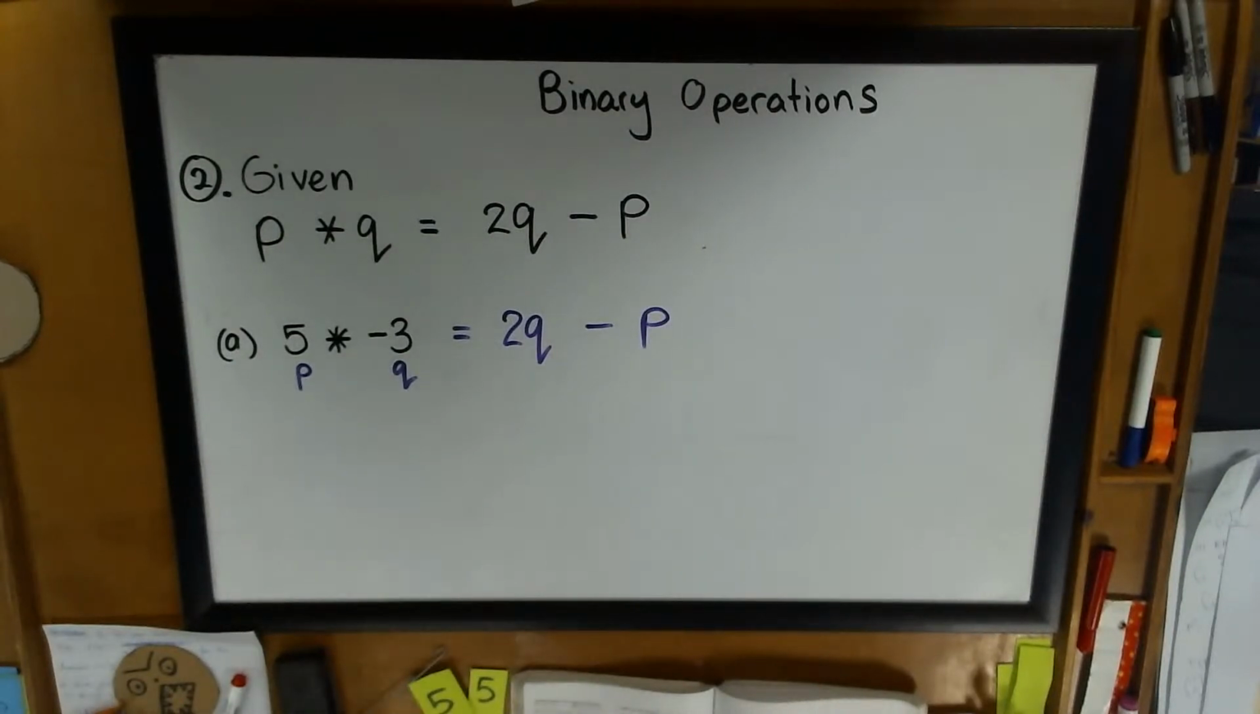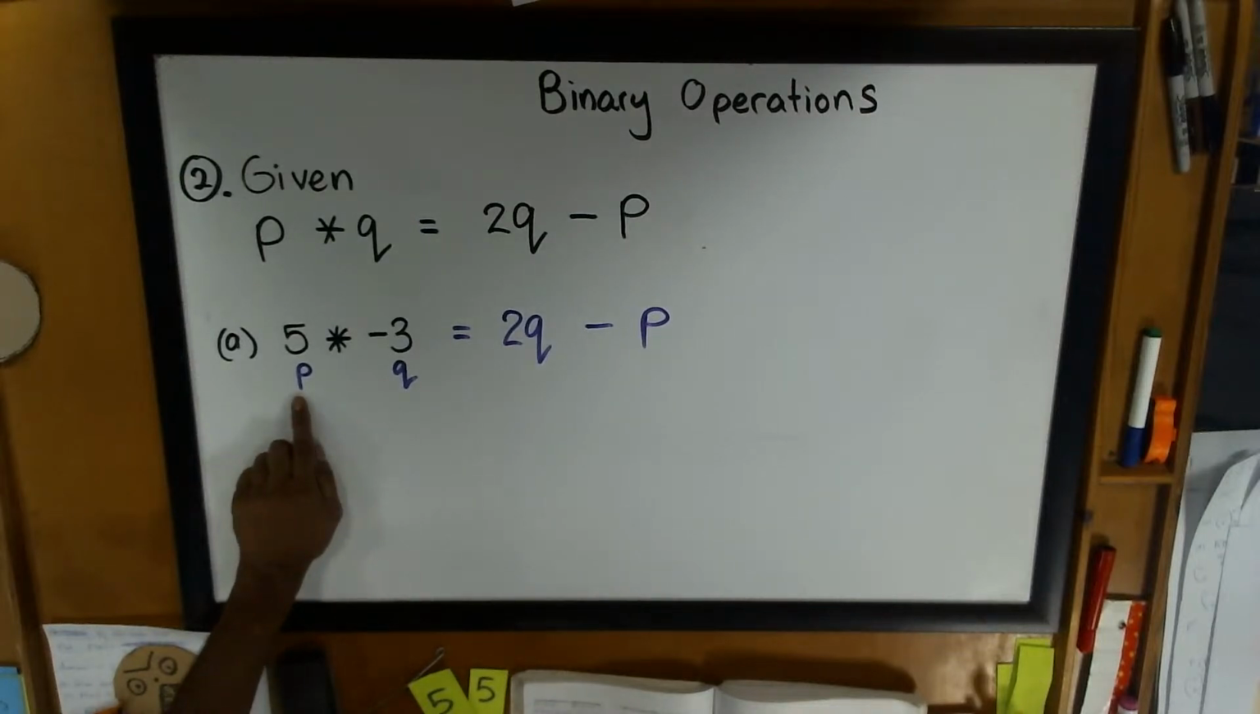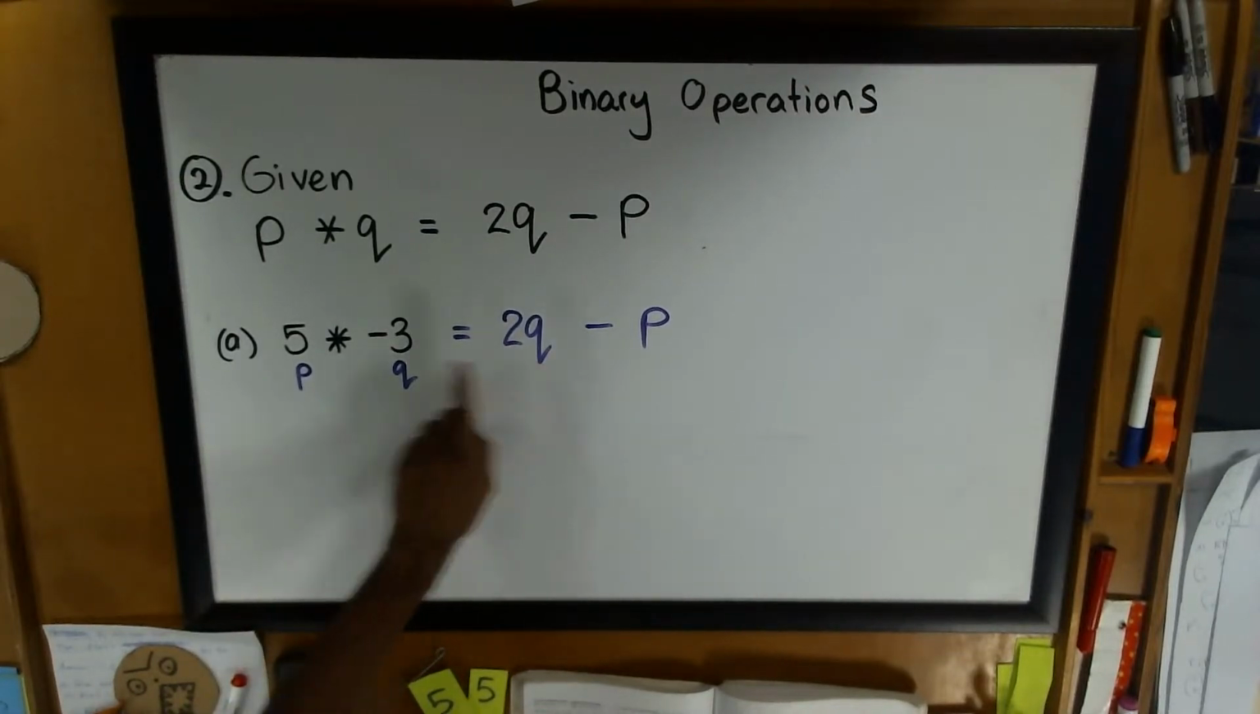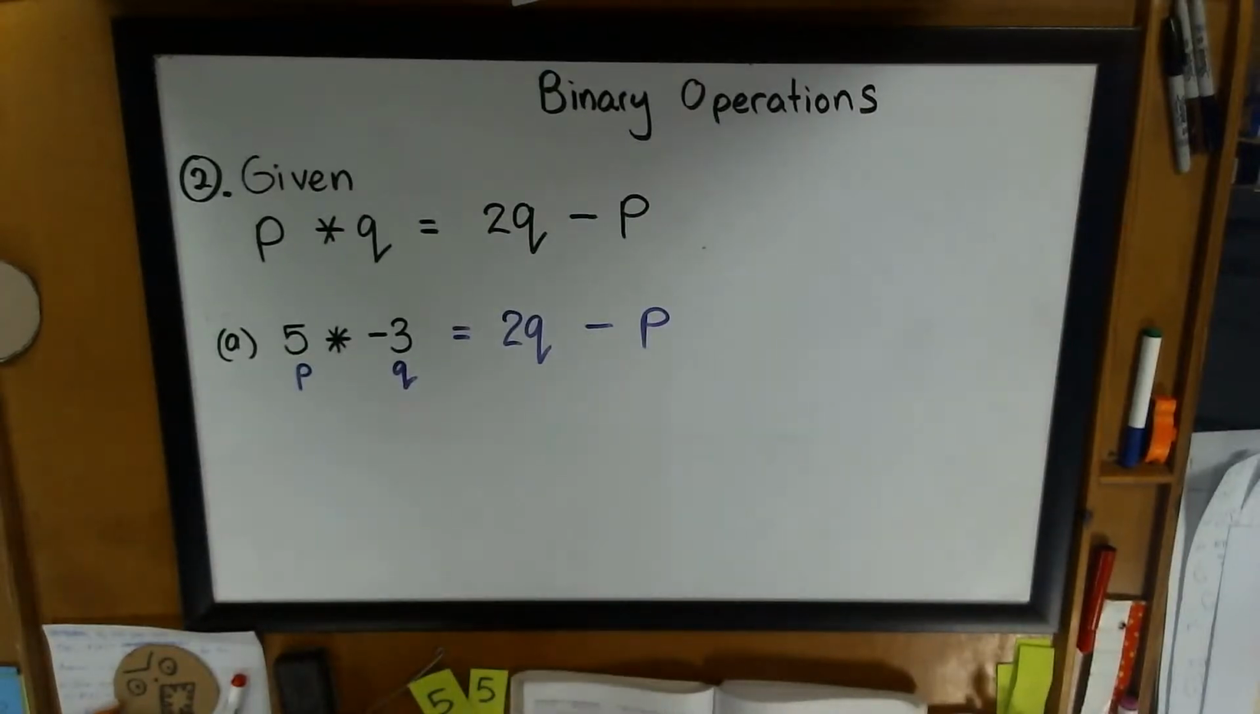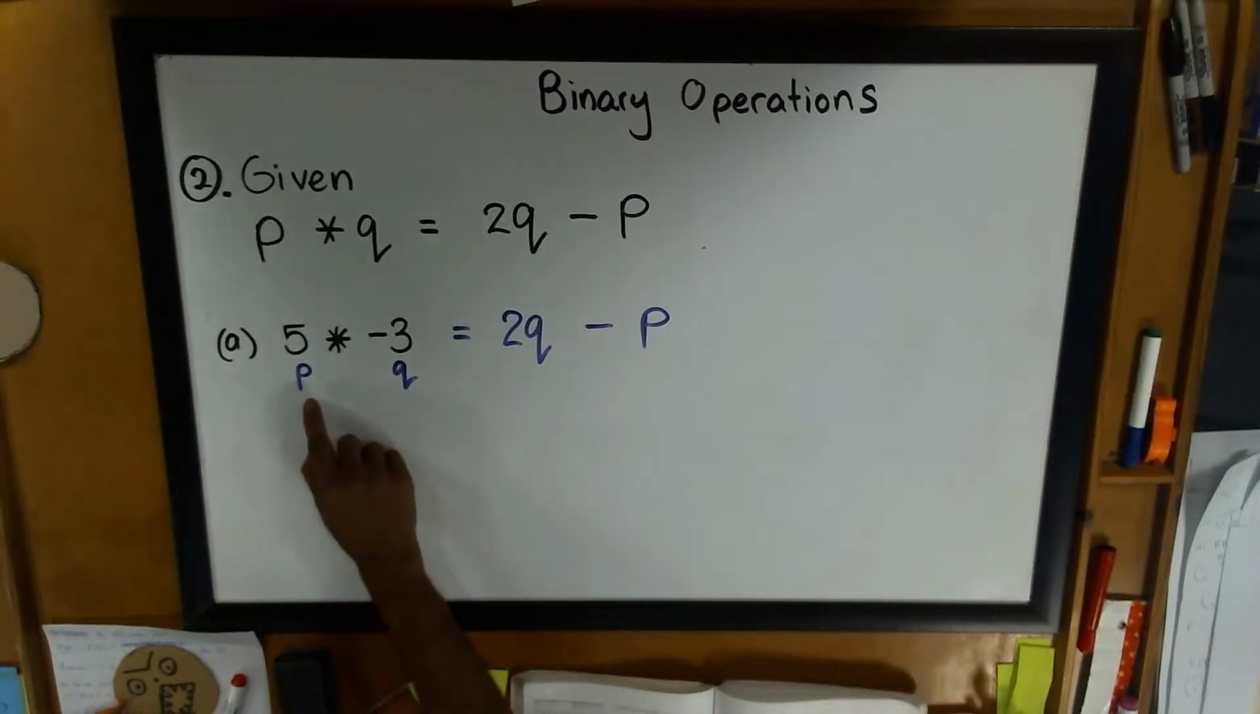Now here's how a lot of people's brains work, including mine. They see the P first, so they're going to replace the first thing with 5. They see the Q come second, so any letter that comes second, they're going to replace it with the minus 3. But look at it properly, guys.